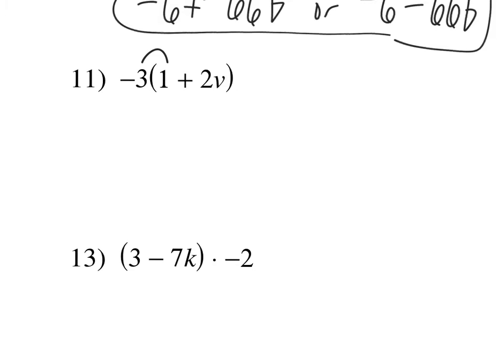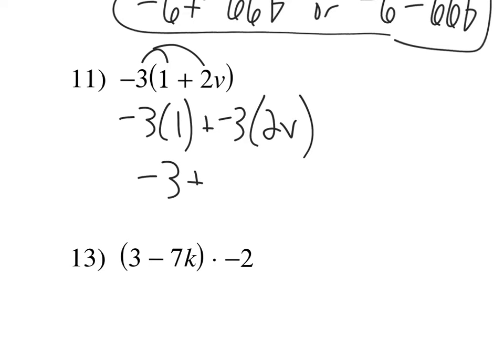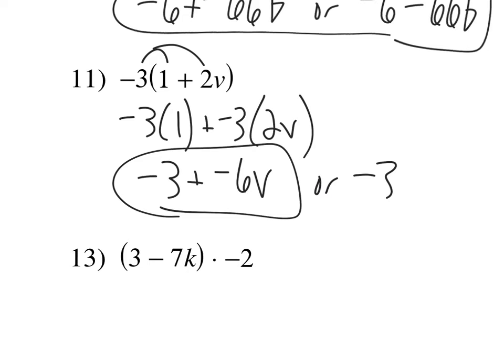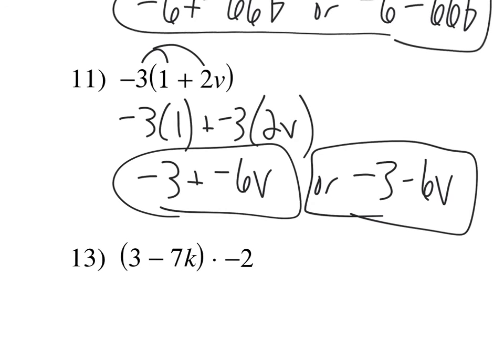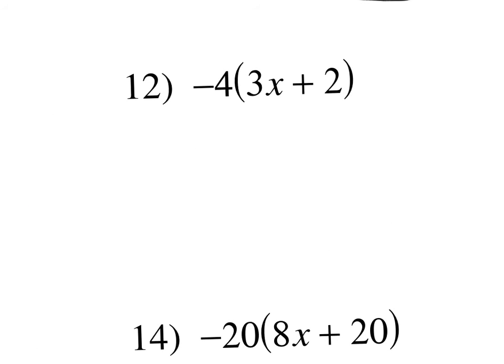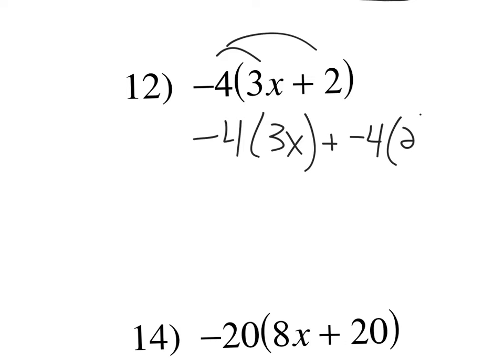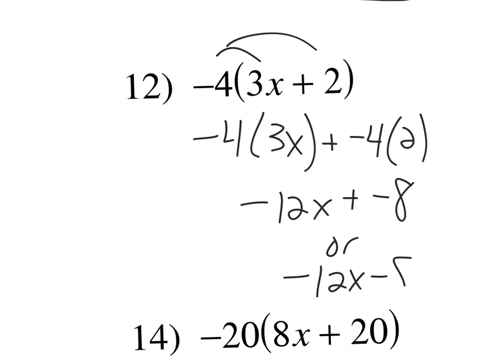Number 11, would be negative 3 plus negative 6v, or you could have negative 3 minus 6v. Number 12, distributing the negative 4. Be negative 12x plus negative 8, or negative 12x minus 8.